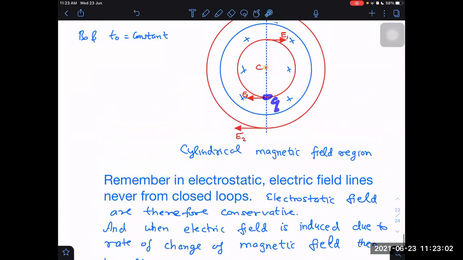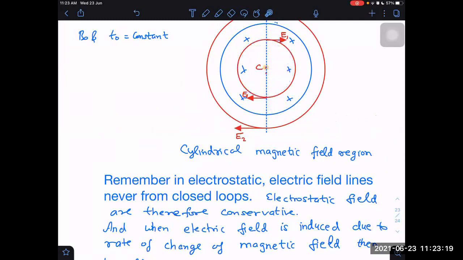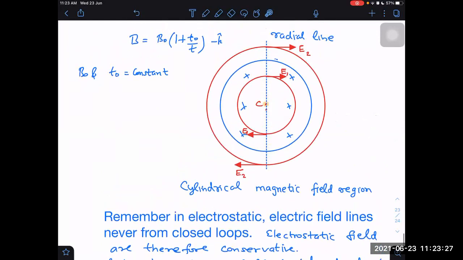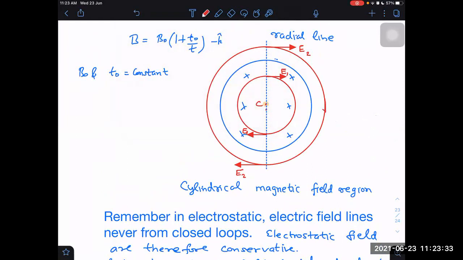But in this case, if I take a charge here and I move it around the circle, when I take one turn, it will do some positive work on it, and that positive work will be qE times 2 pi R, if its radius is R, which is non-zero work. If I take another turn again, then 2 times that. If I take n number of turns, then n times that. So work is being done, right or not? Work is being done. But it is not conservative. Yes, it is not conservative. That's why work is being done in this case.